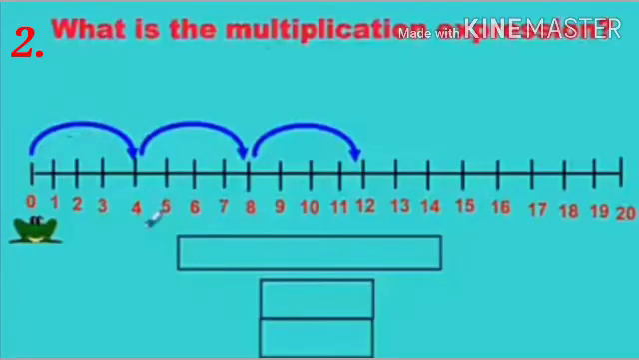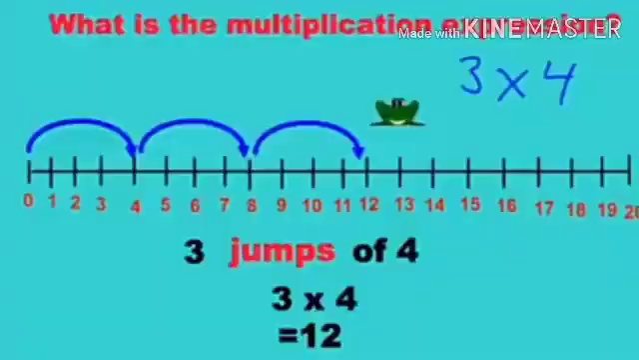What is the multiplication expression? In this problem, we have to find the multiplication expression for the above number line. It is very simple. Now we see that there are 3 jumps taken to land on the answer 12 with a gap of 4. So we can write it as 3 into 4 is equal to 12.